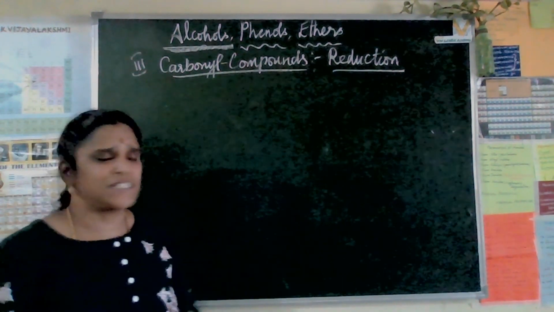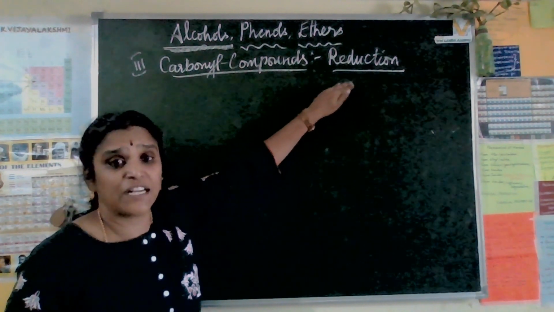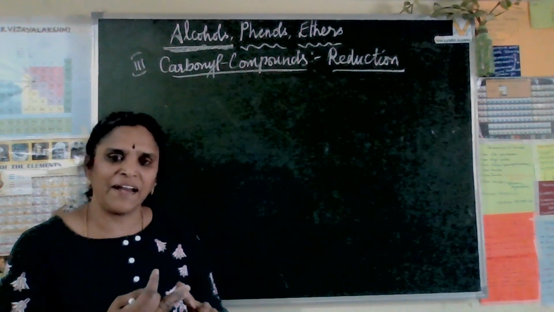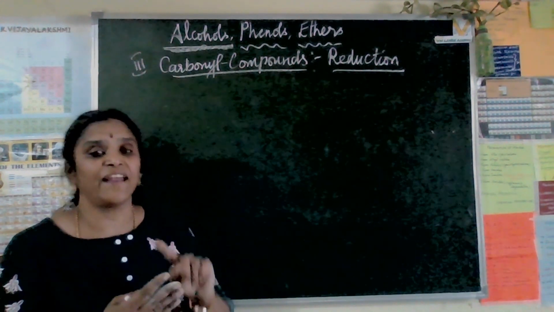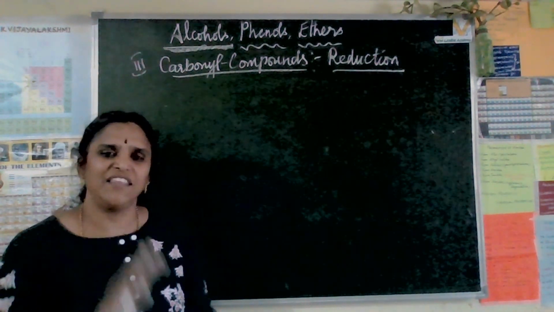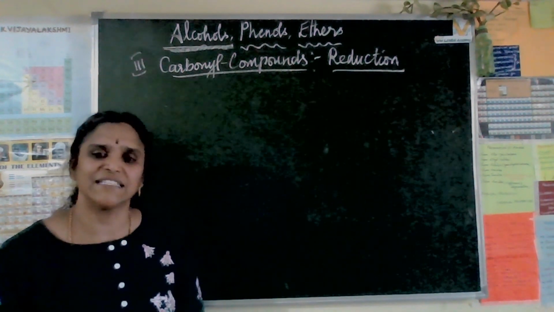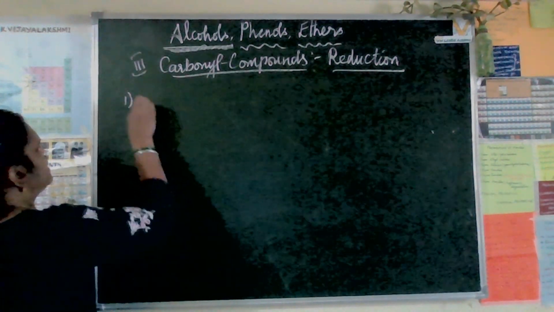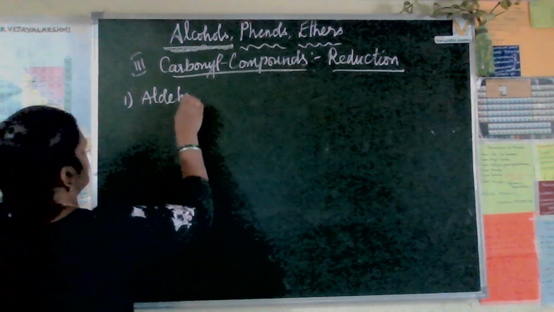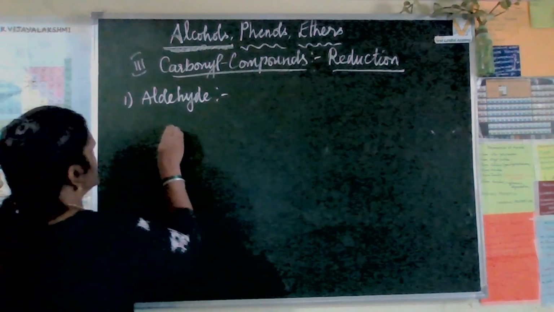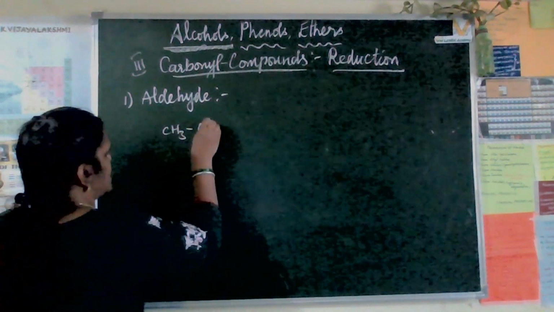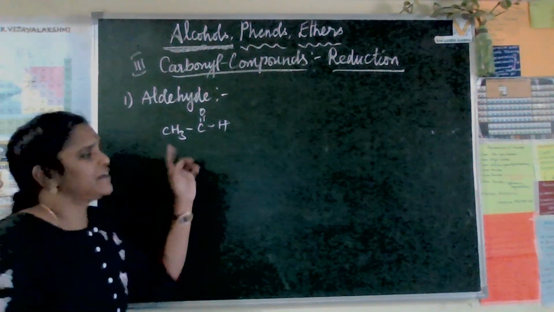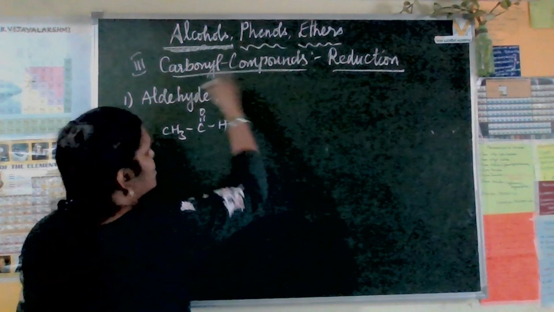First and foremost, I would like to give the keyword: reduction. What are the reducing agents? Lithium aluminum hydride, nickel palladium, sodium borohydride, and sodium with ethyl alcohol. Any one of these you can utilize as a reducing agent. Now the first one, aldehyde. Aldehyde is CH3, C double bond O H, CH3CHO also you can write it. I mentioned the double bond because it's a carbonyl compound.